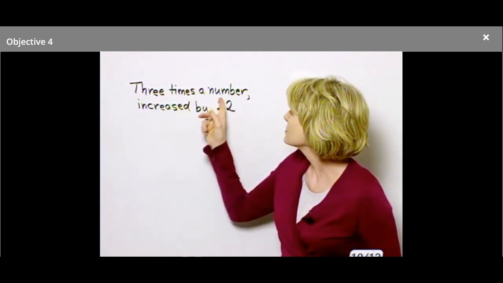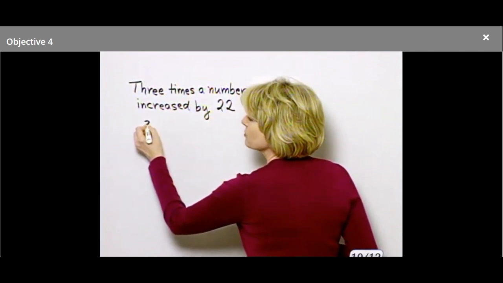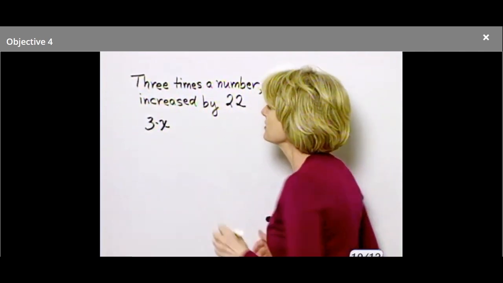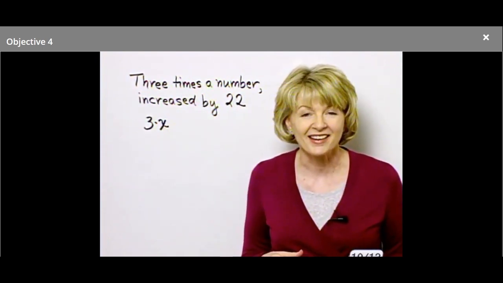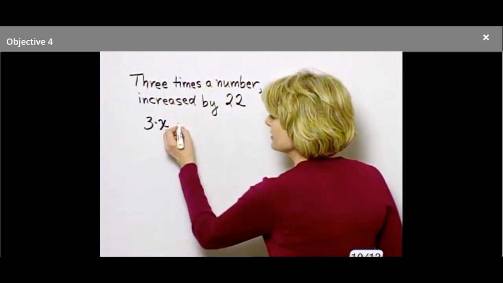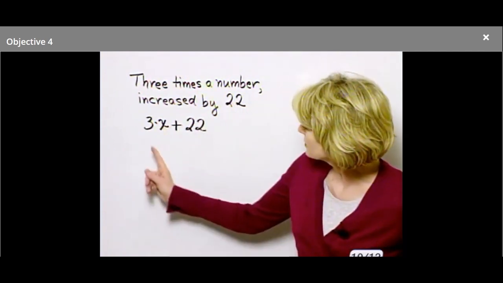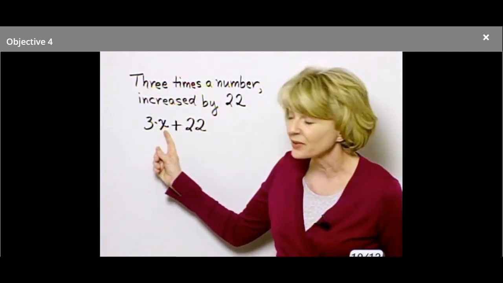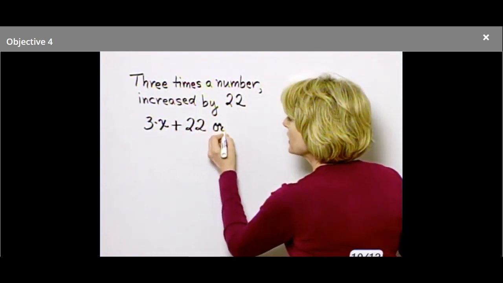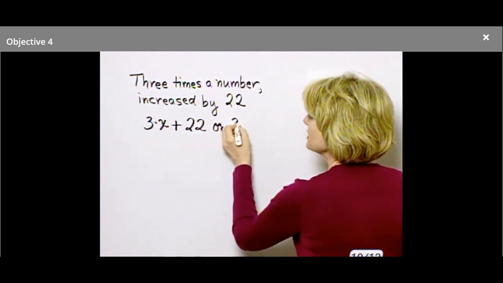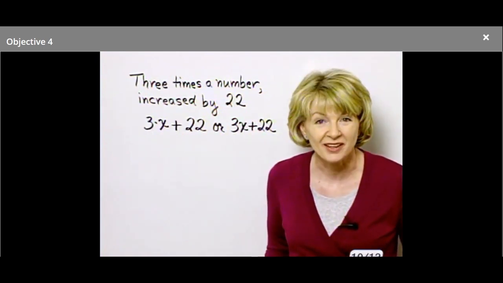So 3 times a number, if x is our unknown number, will be 3 times x. Increased by, what symbol represents increased by? Increased by means addition, increased by 22. So this is 3 times a number increased by 22. Or, remember, 3 times x means 3x. So this can be written as 3x plus 22.